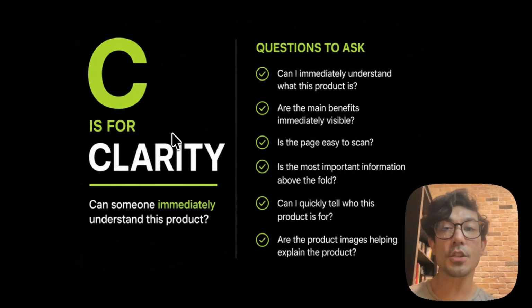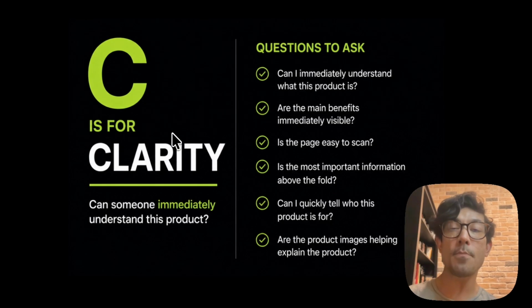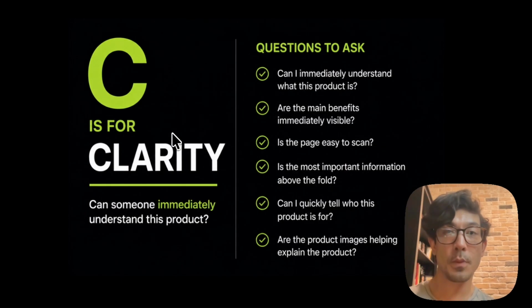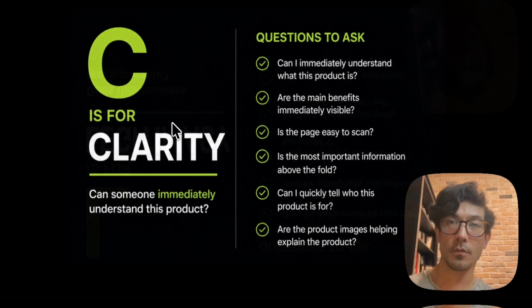Can I immediately understand what the product is? Are the main benefits immediately visible? Is the page easy to scan? Is the most important information above the fold? Can I quickly tell who this product is for? And are the product images helping explain this product? You want to be as clear and concise as possible.